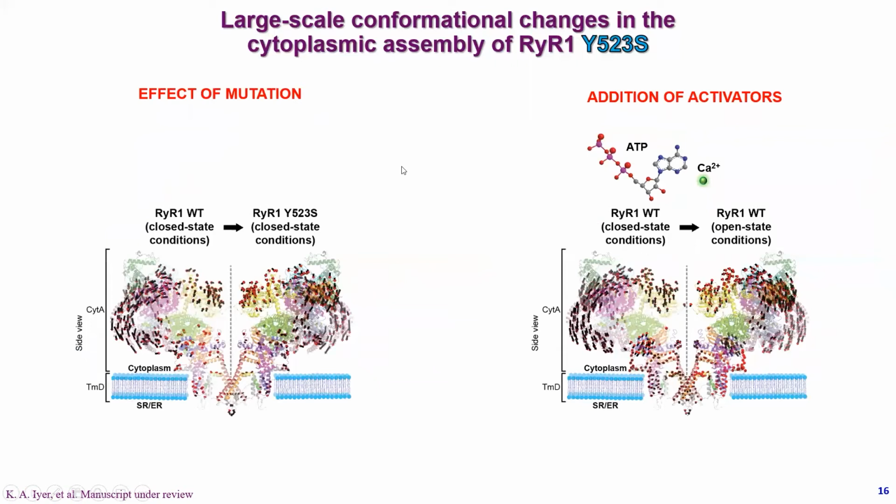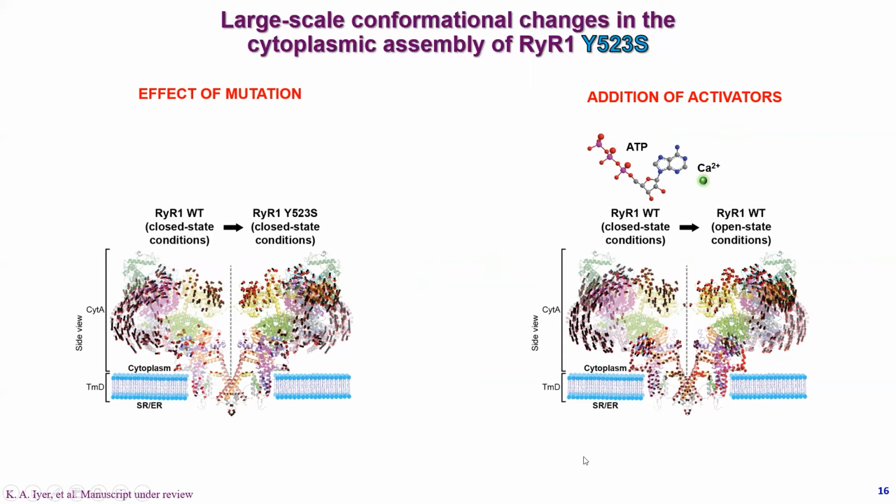In order to better visualize the movement that we saw, we also calculated vector arrows which show the directionality of the movement. Comparing the mutant and the wild type channel both under closed state conditions, you can see that the cytoplasmic assembly shows a large conformational change. The transmembrane domain shows changes of a smaller magnitude.